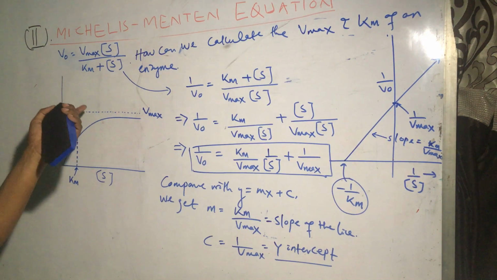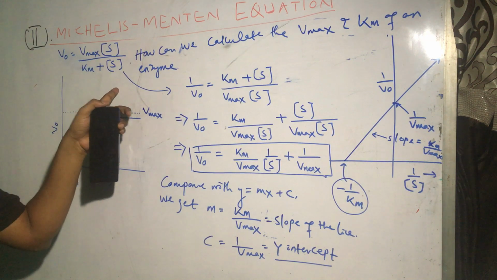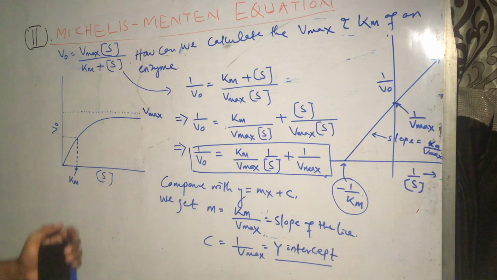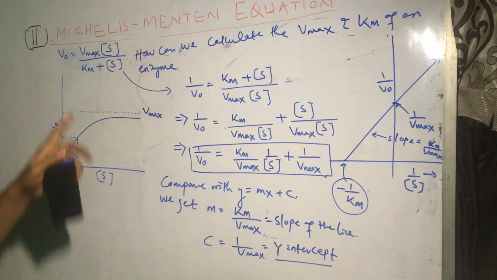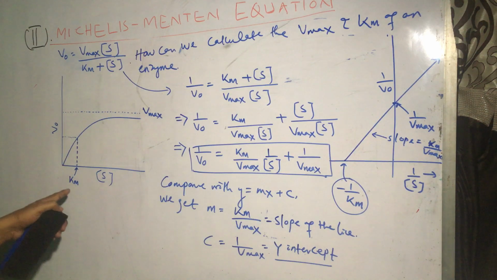So we derived the Michaelis-Menten equation. V0 is equal to Vmax into S by Km plus S. So this is the basic equation, and it is used to calculate the Km and Vmax of an enzyme. So now the question is how to calculate this Vmax and Km.